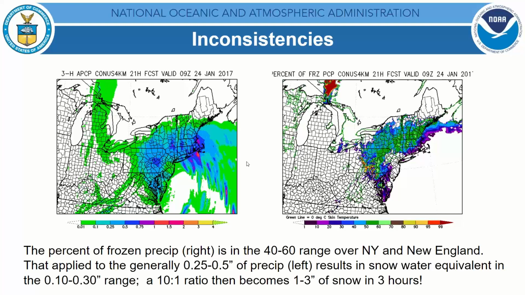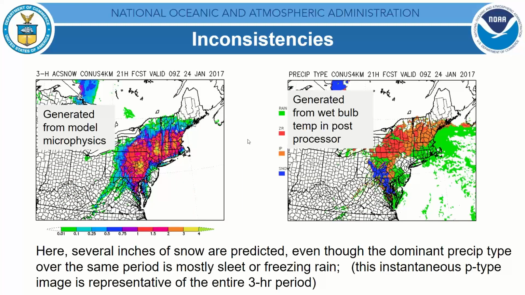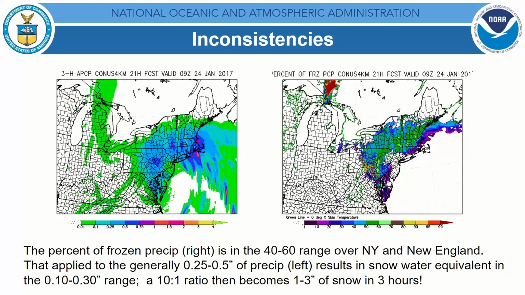What is used is something called the percent of frozen precip, and that's on the right. Notice it's in the 40 to 60% range across New York and New England. If you apply that to the liquid precipitation of 1/4 to 1/2 an inch, that gives you a snow water equivalent of roughly 1/10 to 1/3. So a rough 10-to-1 ratio becomes 1 to 3 inches of snow in about 3 hours, far less than the model snow map was showing here, which was showing in excess of 2 to 3 inches in that time.